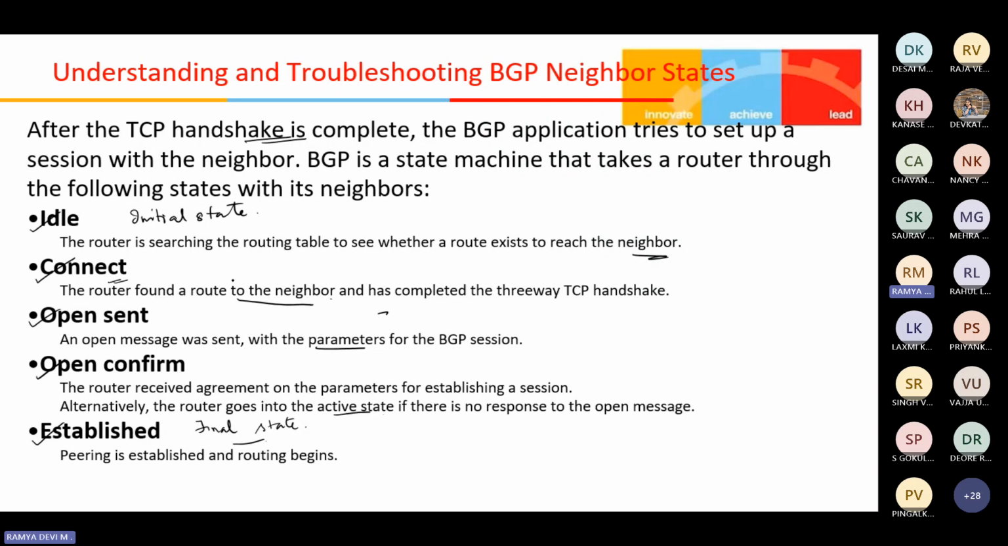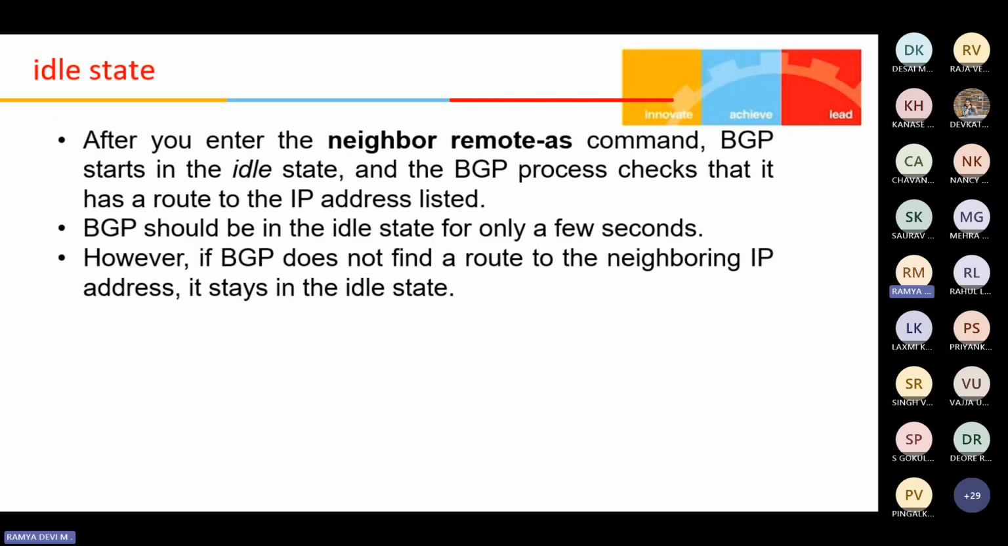So this is the BGP state machine. It has structured, step-by-step states. Only after reaching the established state can the routers begin to exchange the routing table securely and reliably. We'll see each and every state in detail.